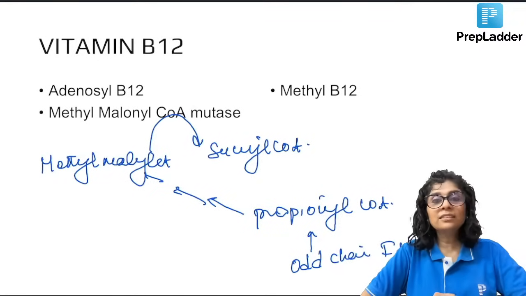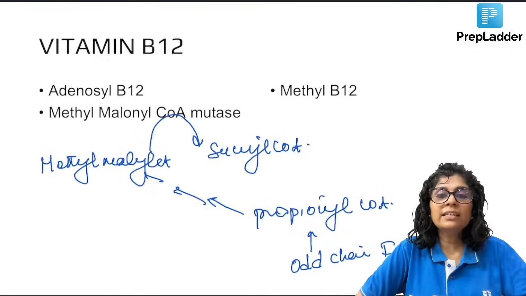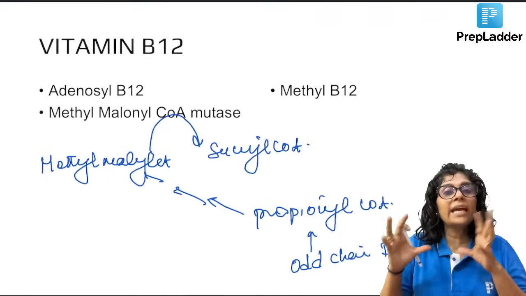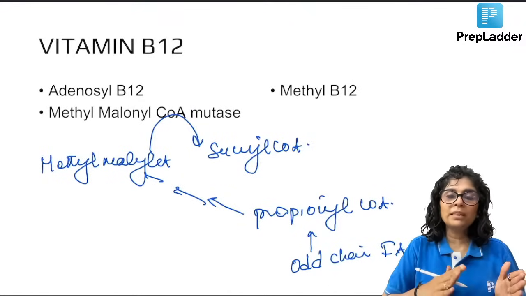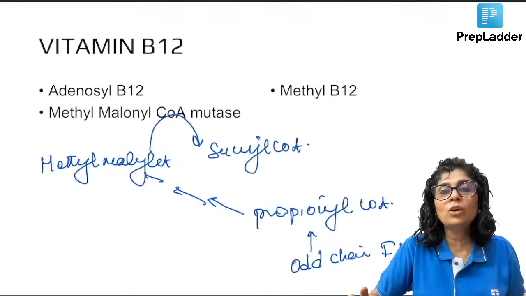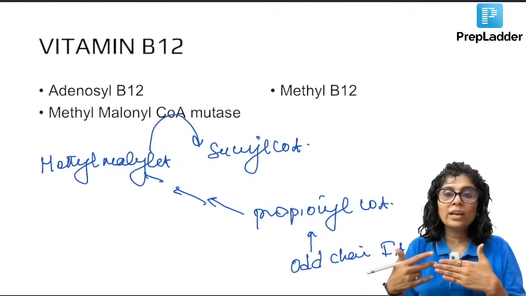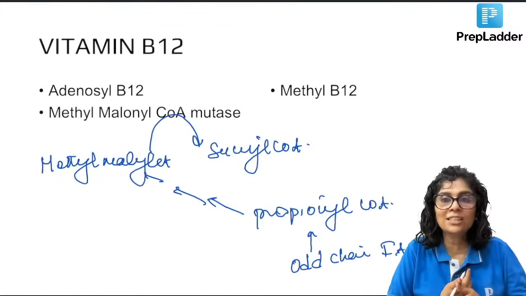Do you understand this? So let me repeat this. Adenosyl B12 is necessary as a coenzyme for methylmalonyl-CoA mutase, triple M. What is the role of methylmalonyl-CoA mutase? It converts methylmalonyl-CoA to succinyl-CoA. From where do you get methylmalonyl-CoA? Propionyl-CoA. From where do you get propionyl-CoA? From odd chain fatty acid oxidation.